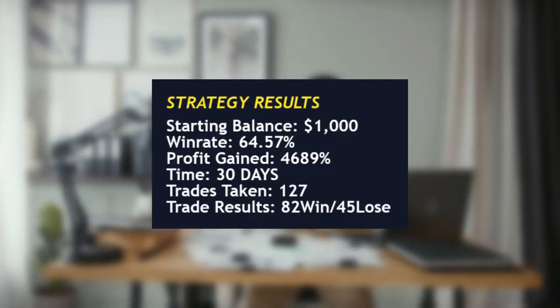Now look at these results, netting us a massive 4,689% on the account. And in 30 days we took 127 trades with 82 wins and only 45 losses.